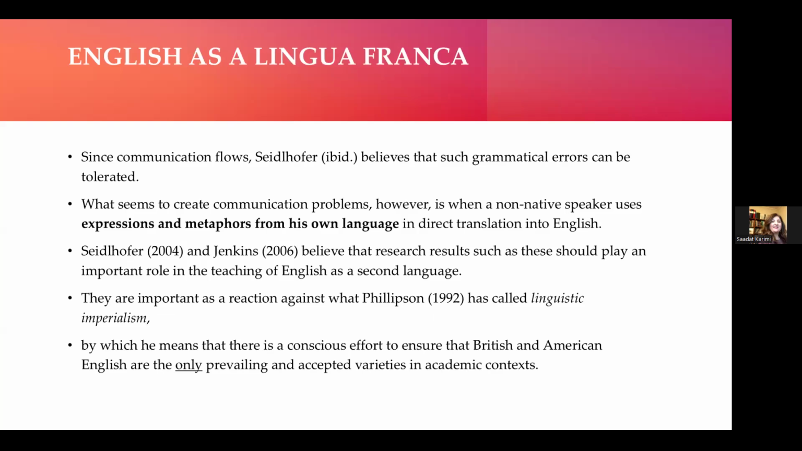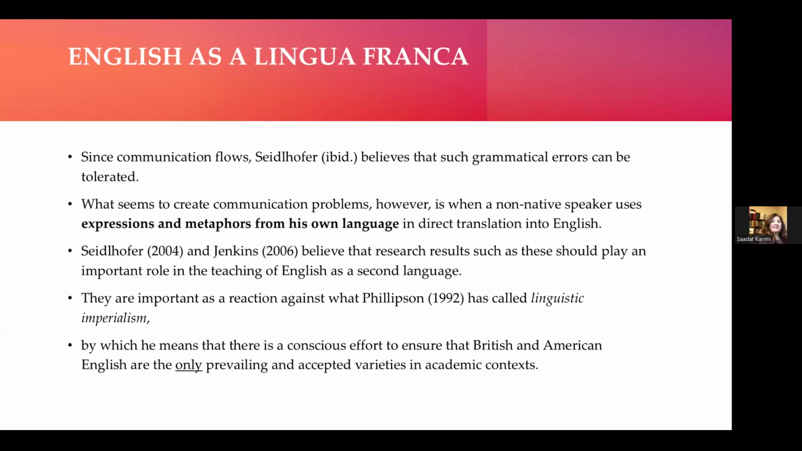Since communication flows, Seidelhofer believes that such grammatical errors can be tolerated. What seems to create communication problems, however, is when a non-native speaker uses expressions and metaphors from his own language in direct translation into English.